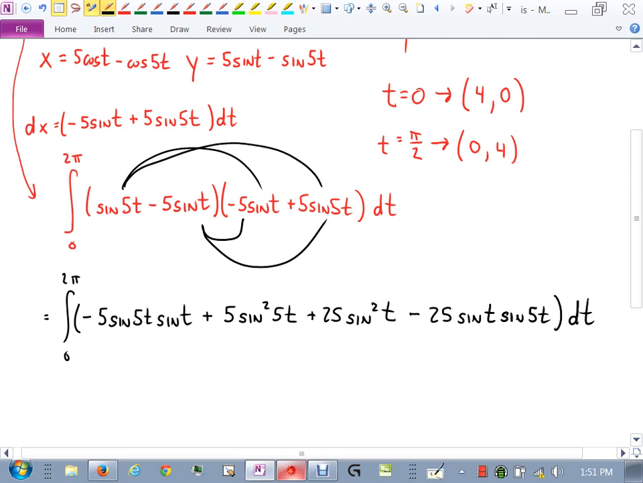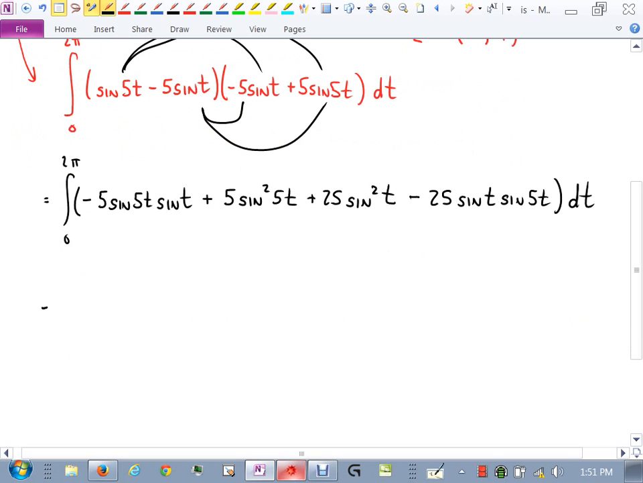Anything happen here? Anything clean up? First and last ones? That gives me how many of them? Negative 30 of those? Ooh. Negative 30 sine 5t sine t. Okay, the inner ones, they don't clean up, do they?